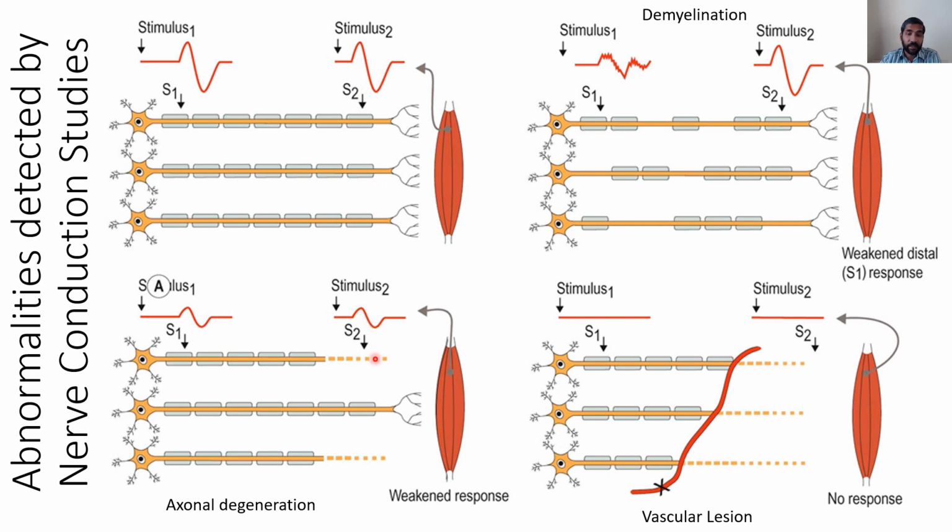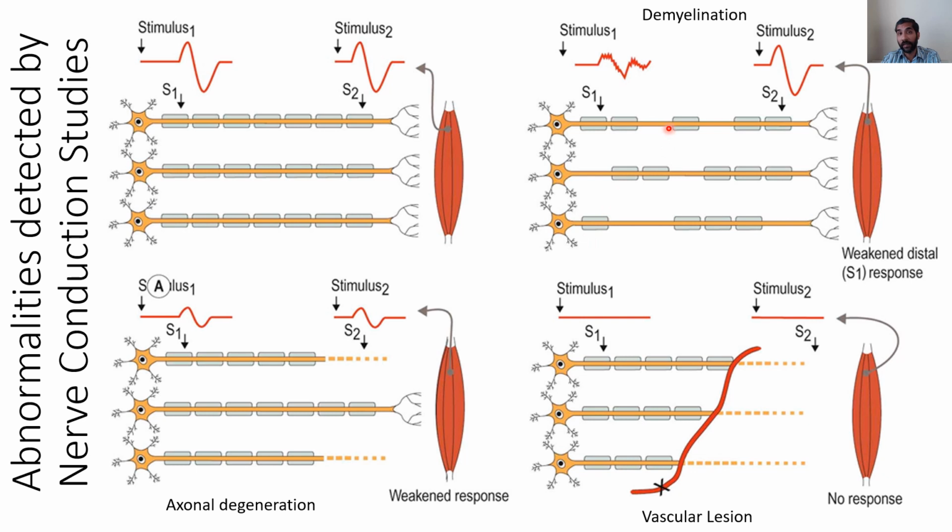Now, let's say there is axonal degeneration. That is, some of the axons have actually broken off. They are not there. Then what will happen? Stimulus 1 and stimulus 2 both are going to be smaller in amplitude than usual, but they are both going to look the same, right? Because whether you stimulate here or whether you stimulate here, the only axon that is going to carry action potentials to the muscle is this one.